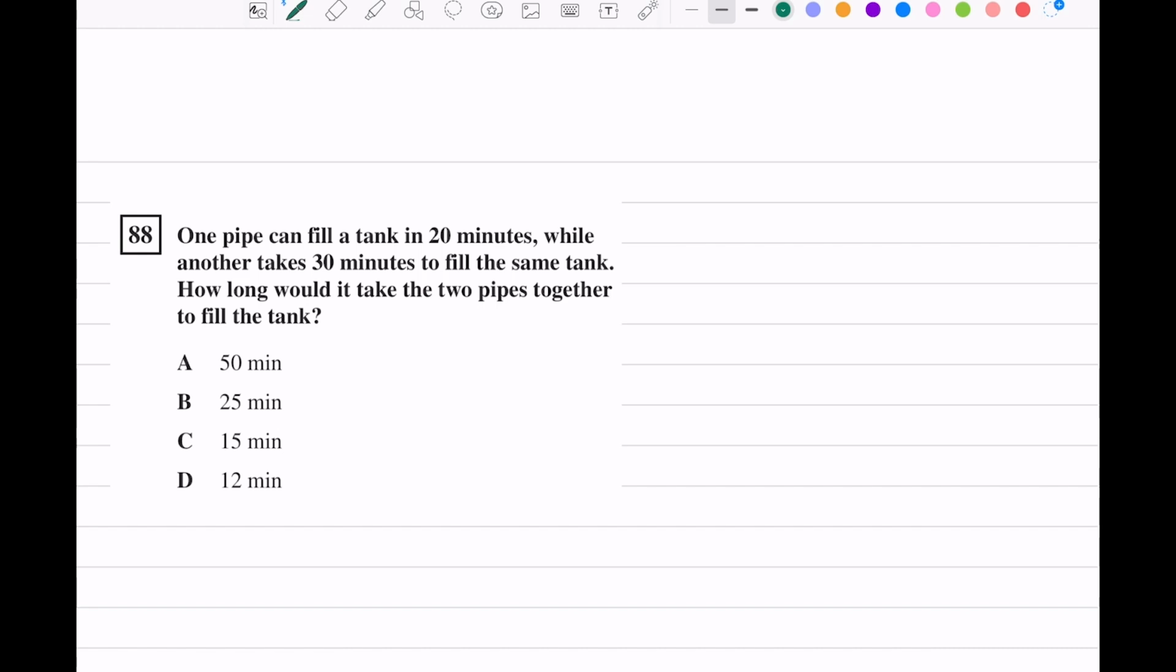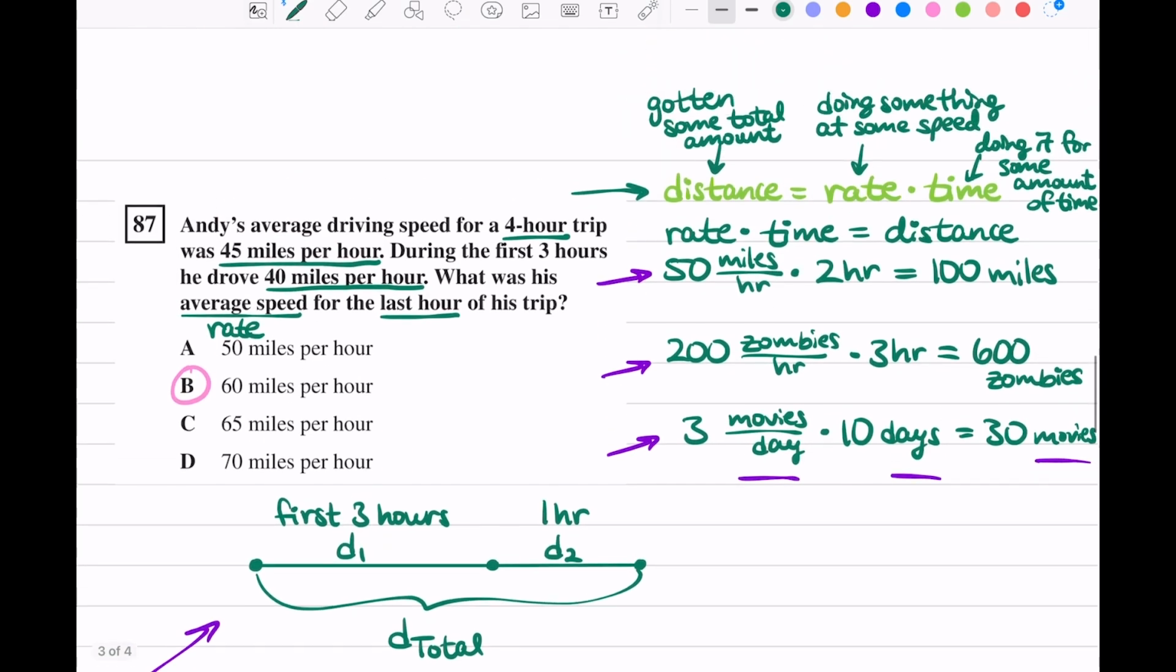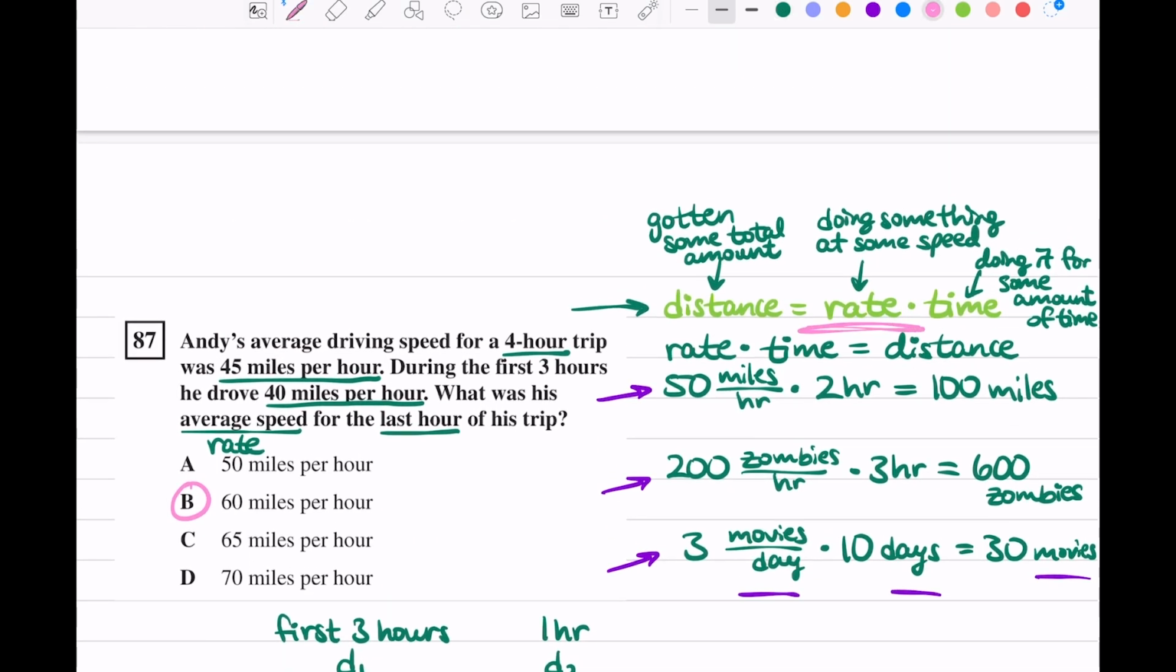Well, if you notice, we are doing something at some speed. Does that sound familiar? That's how we defined our rate. A rate is doing something at some speed. Let's bring this formula down and see if it can help us.